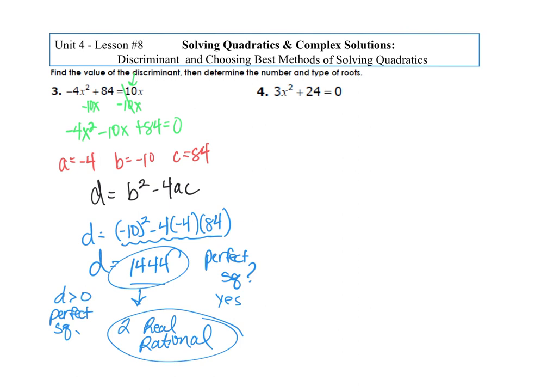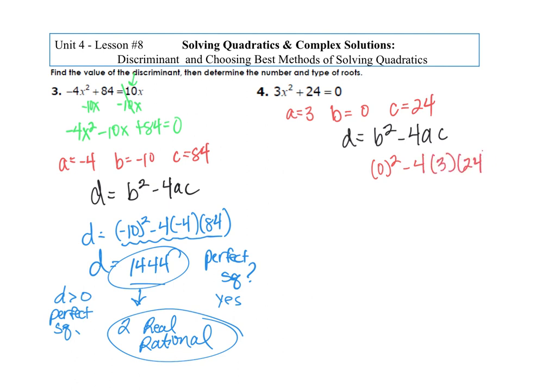We have 3x squared plus 24 is equal to 0. A is 3. Now b is the number in front of x. We do not have an x term, so b value here is 0, and our c value is 24. So when we plug this into our discriminant formula, b squared minus 4ac, b is going to be 0 squared minus 4 times a is 3 times c is 24. And what we get is -288.